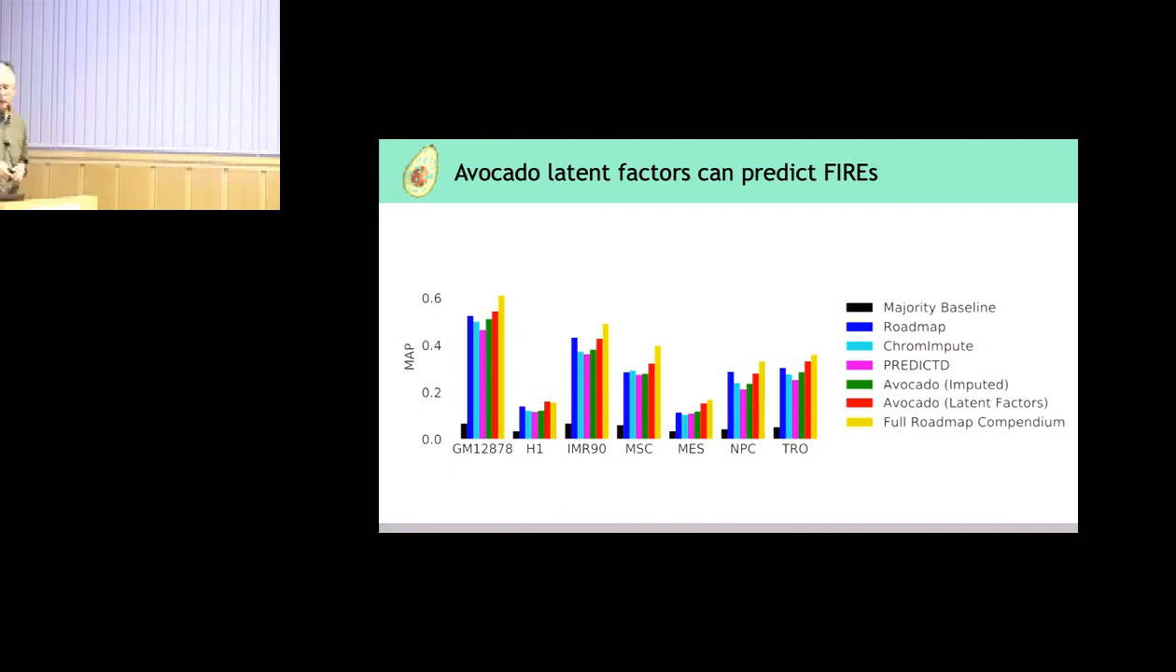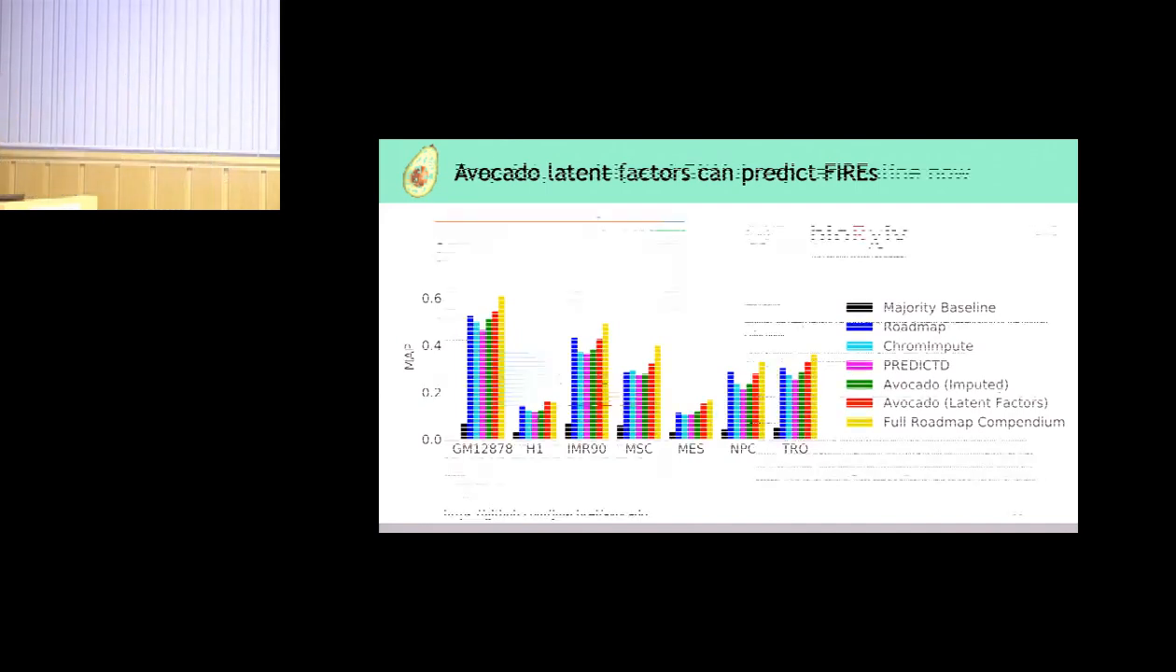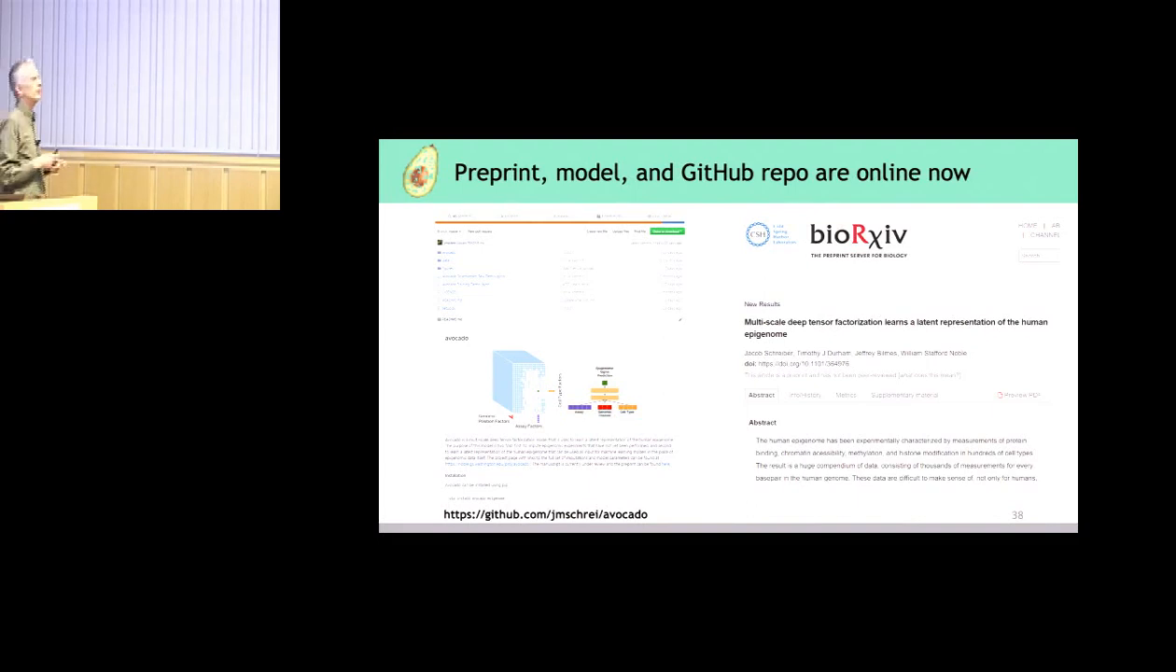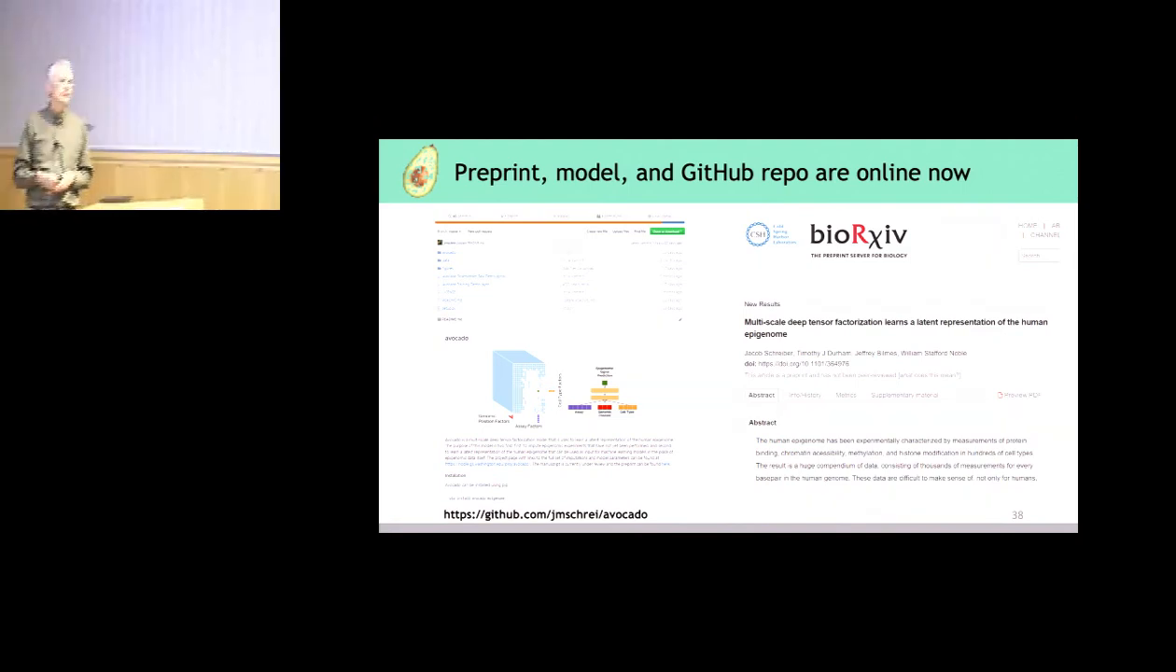So what we're currently working on now, besides making the model available and getting the paper published, is to think of other ways in which this kind of latent representation of the genome can be useful. And so if you have ideas for where this might fit into your research, we'd be happy to hear it.